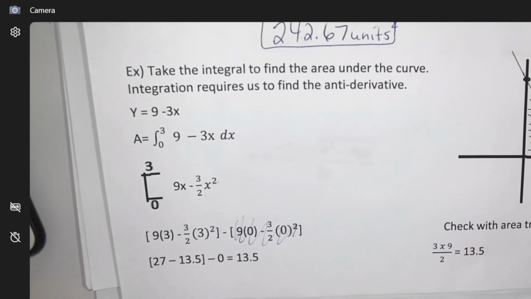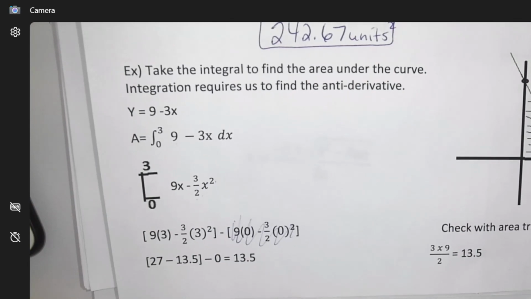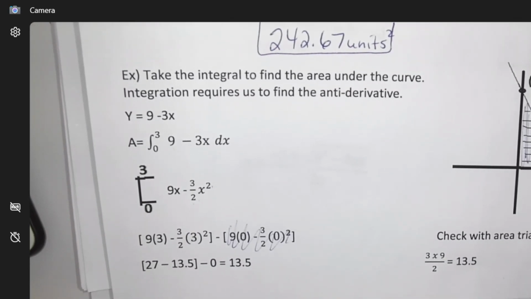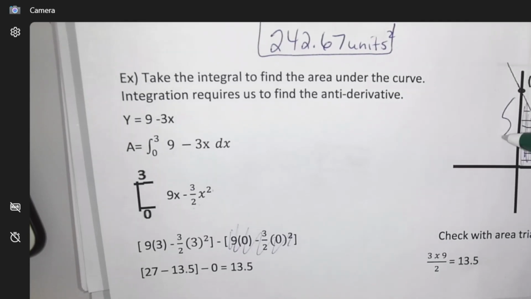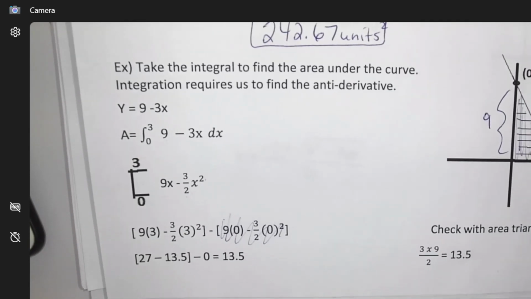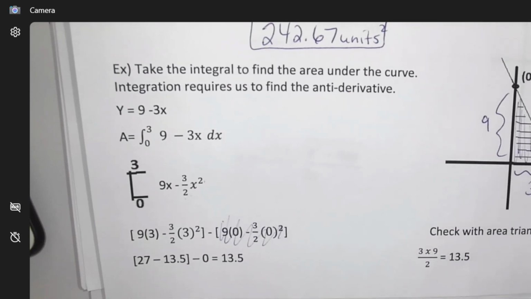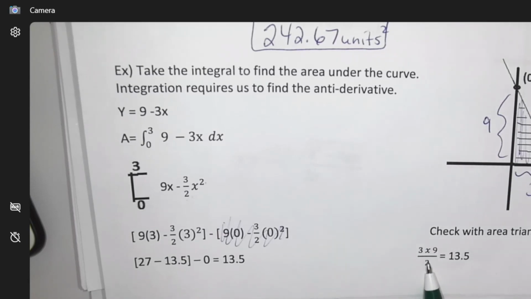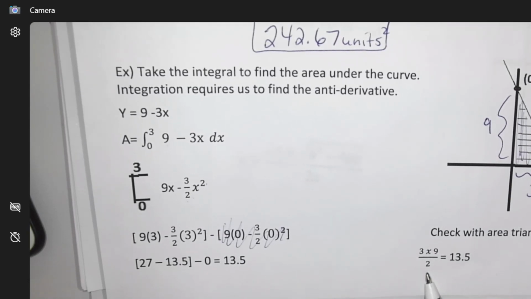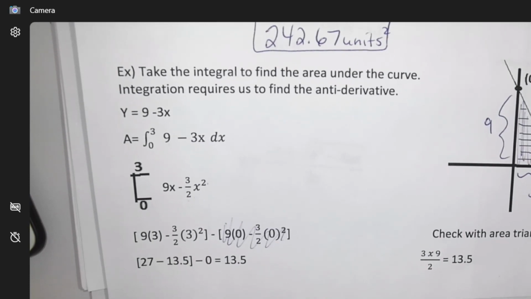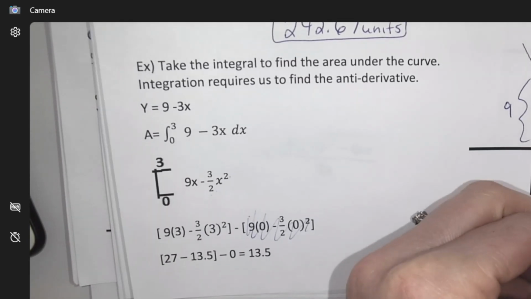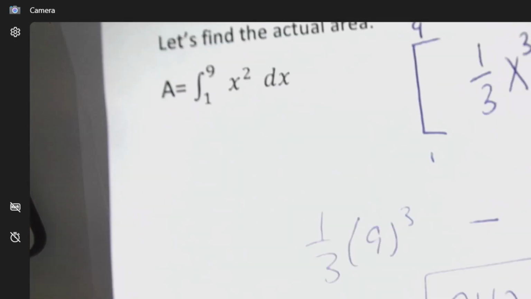And then I'm noticing something. This is a line, so actually, you know what I could have done? I could have just done a triangle shape. The height of this triangle was 9, and the base of it was 3. So base times height divided by 2, look at that, gave me the exact same area. There are certain things with lines that you can do with shapes, obviously you can't do that with curves, right?